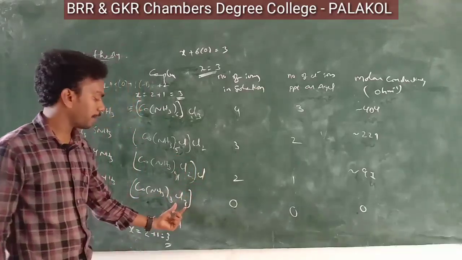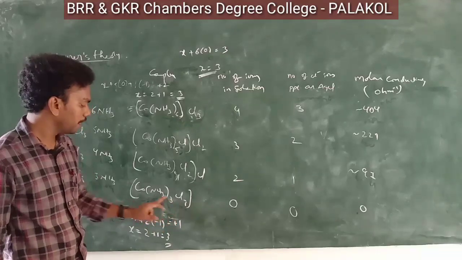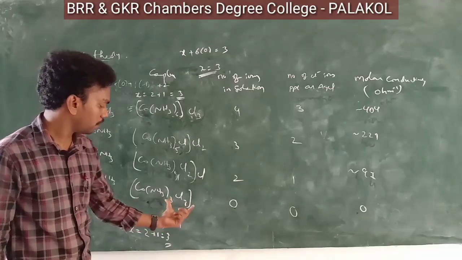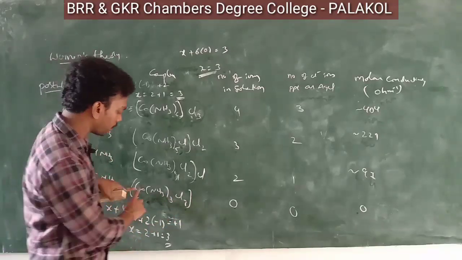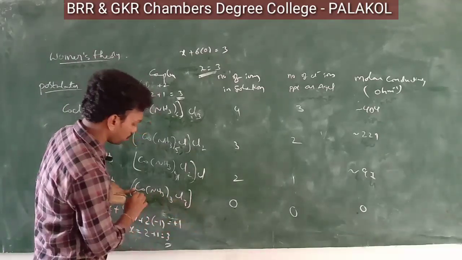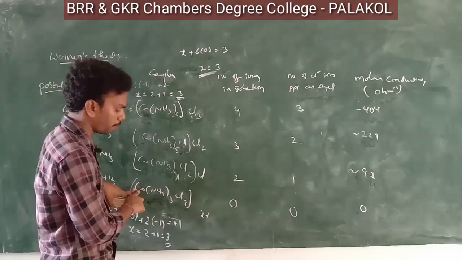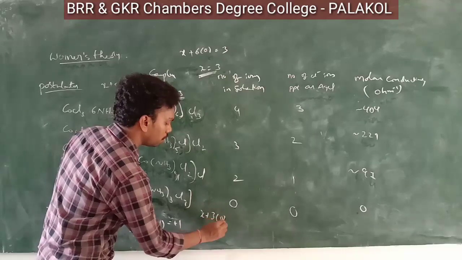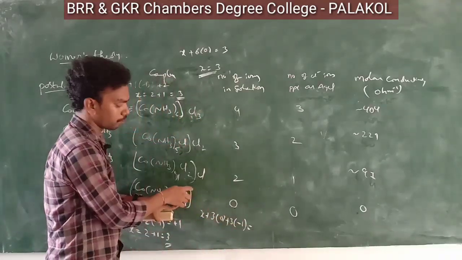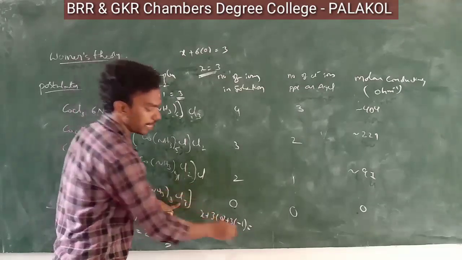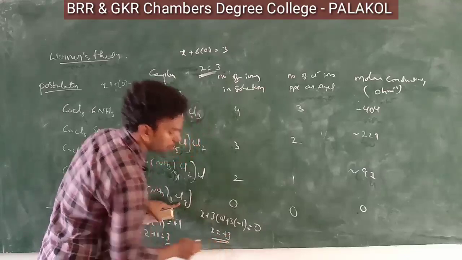Now coming to the last complex, Co(NH3)3Cl3. This complex is a neutral molecule. If you calculate the oxidation state of cobalt in this complex, X, the oxidation state of cobalt, plus 3 into 0 plus 3 into minus 1 equals the overall charge of the complex. The overall charge of the complex is 0, so that equals 0. So X comes out to be plus 3. X equals plus 3.